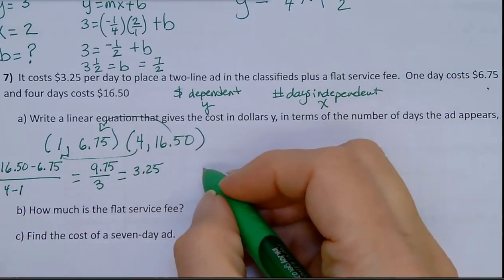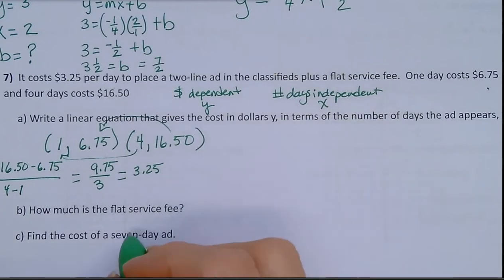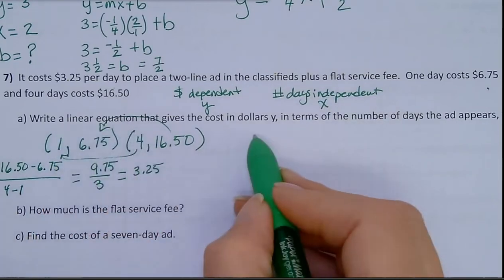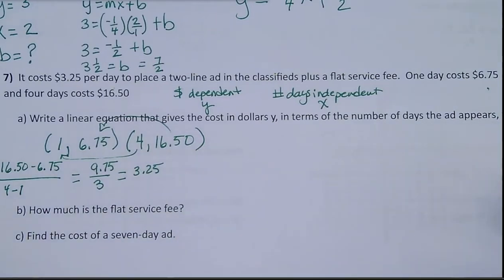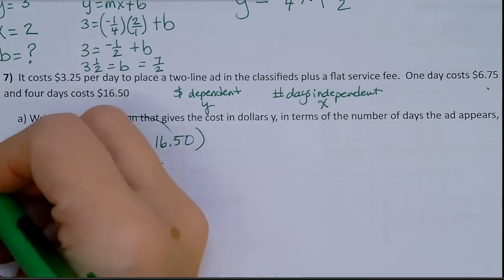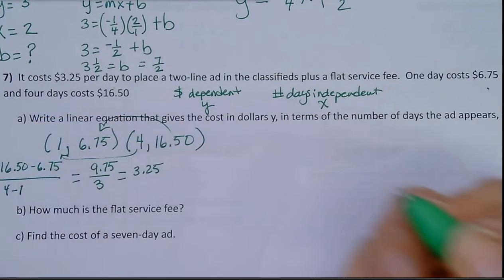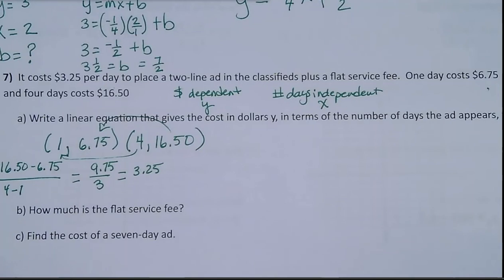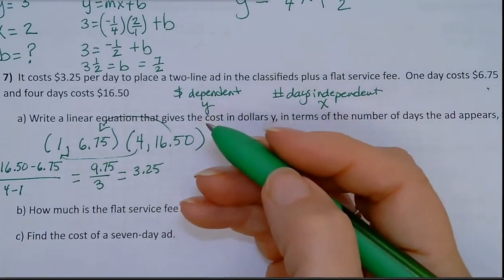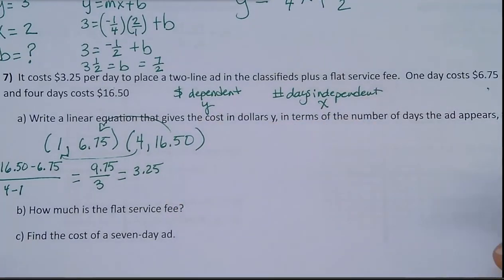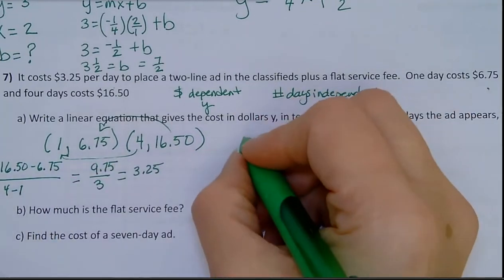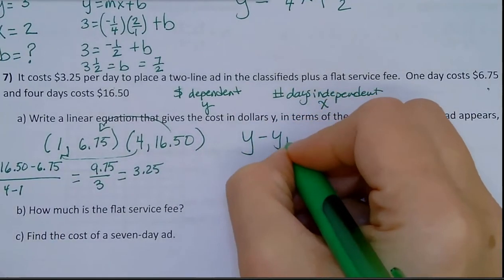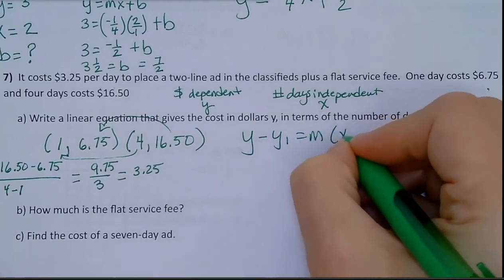All right. Now, it wants to know a linear equation that gives the cost in dollars in terms of the number of days. So we are trying to get there. I have m, my rate, right? So I can write an equation in point slope form if I want to, because I have a point. I have 2 points really, and I have a slope. So remember, that's y minus y sub 1 equals m times x minus x sub 1.